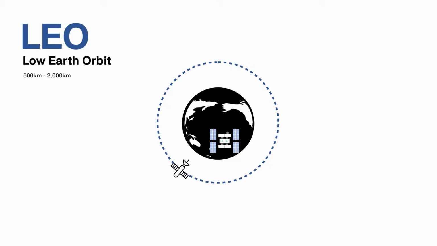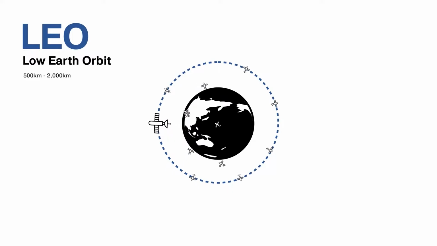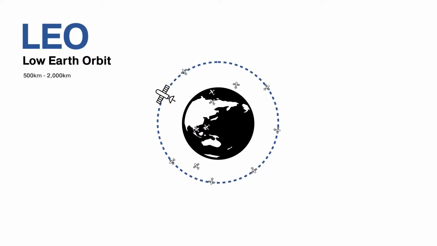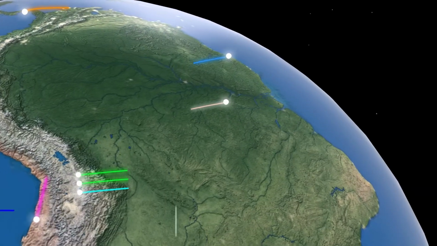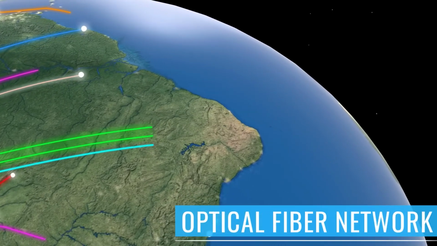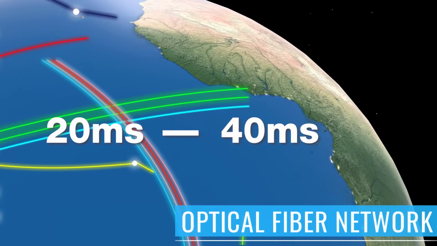These newer systems deploy hundreds or thousands of small satellites working together to provide coverage, with each satellite moving quickly across the sky as it orbits. The reduced distance dramatically improves performance. Low-orbit satellite systems can achieve latency similar to terrestrial connections, typically between 20 and 40 milliseconds under good conditions.